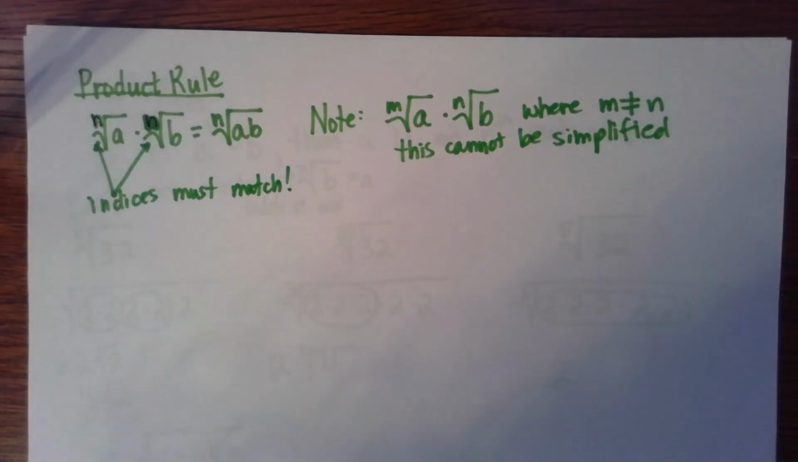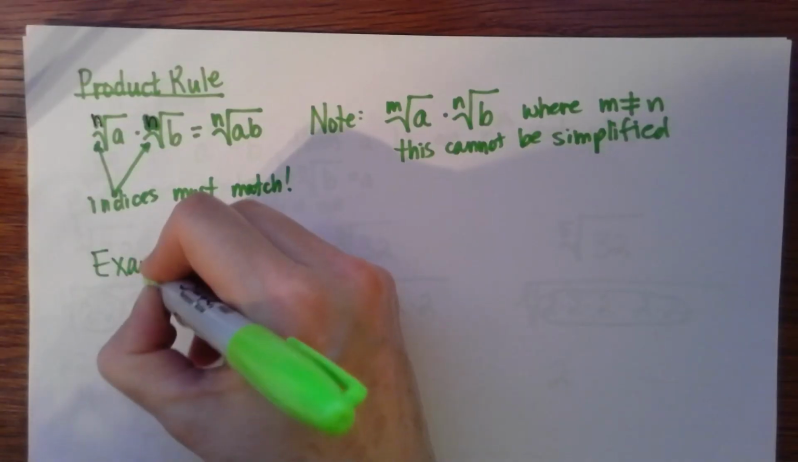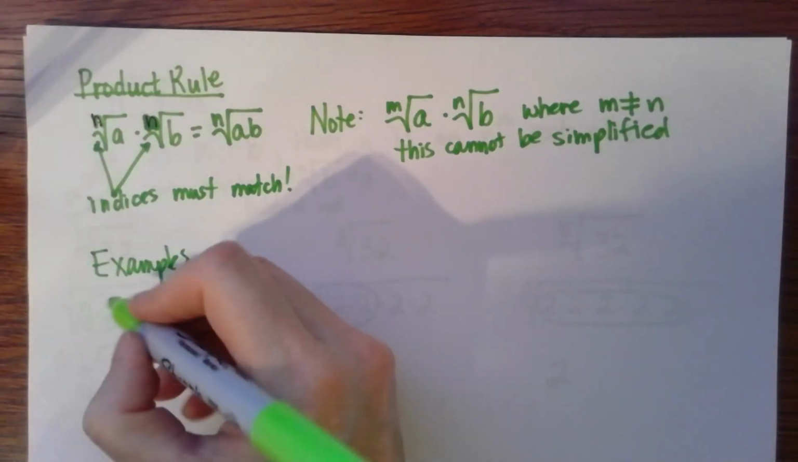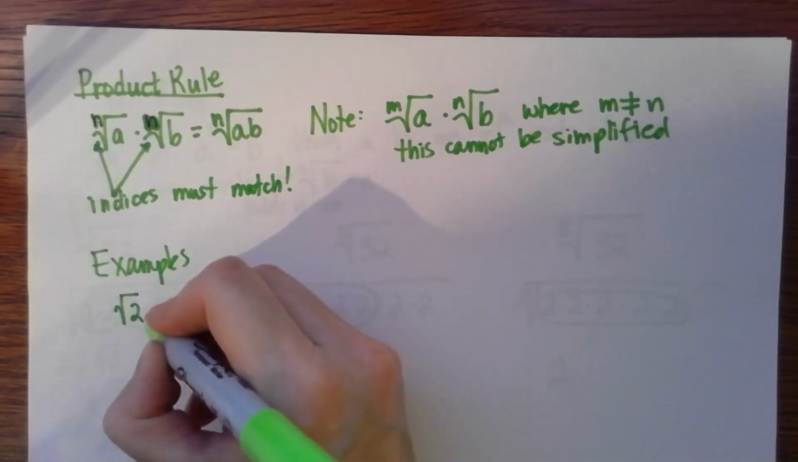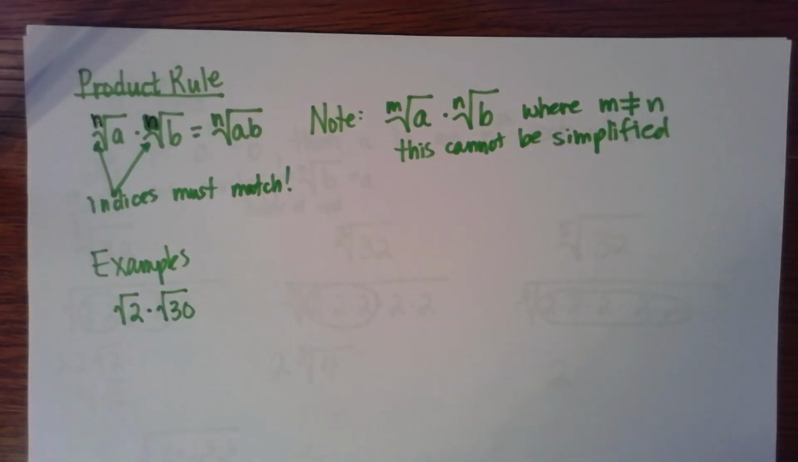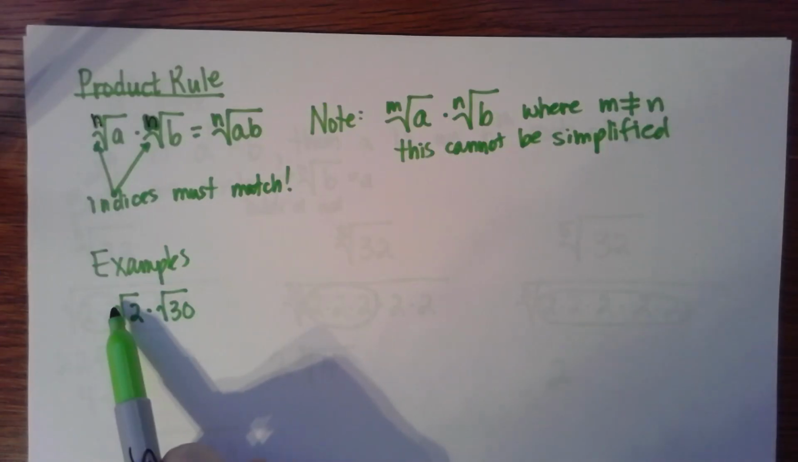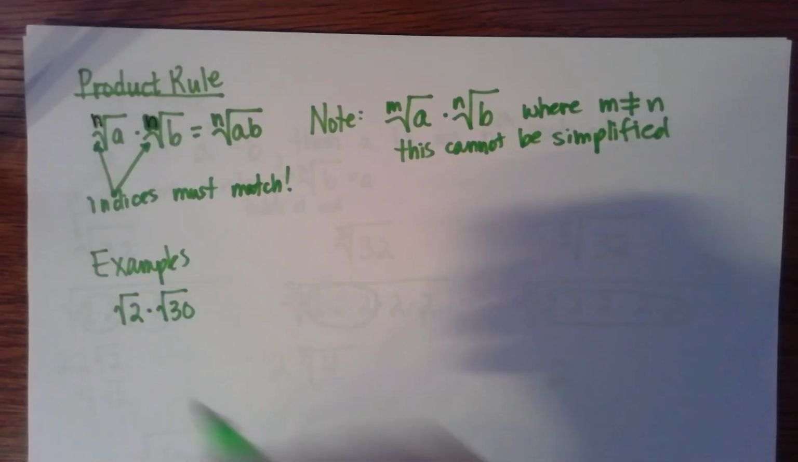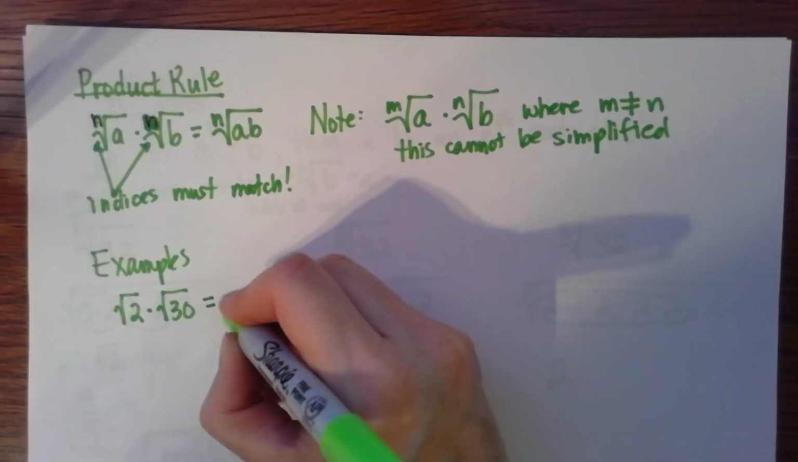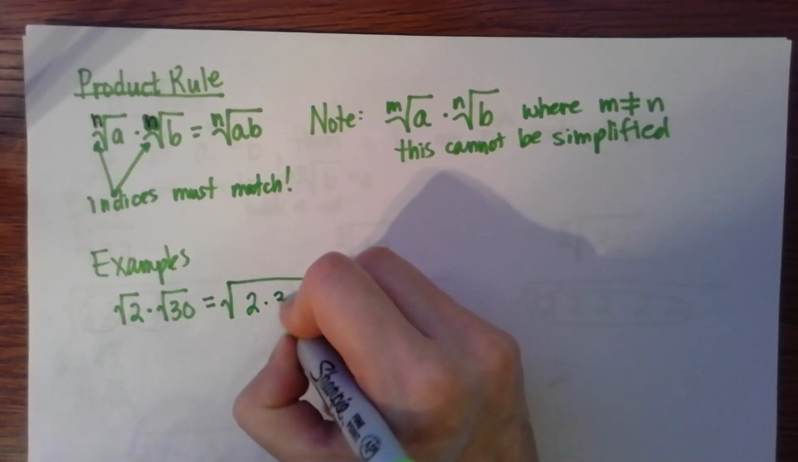Okay, so let's look at some examples. Suppose we wanted to do the square root of 2 times the square root of 30. The first thing we should ask ourselves is, do the indices match? Yes, they do. Index 2, index 2. Great. So I can multiply those. So that will be the square root of 2 times 30.